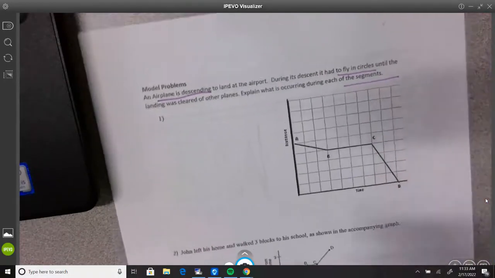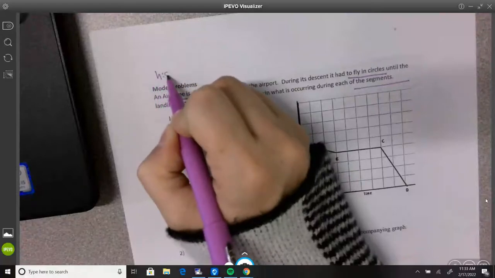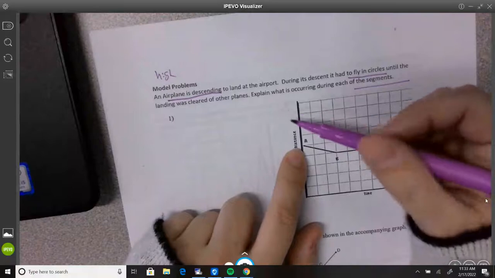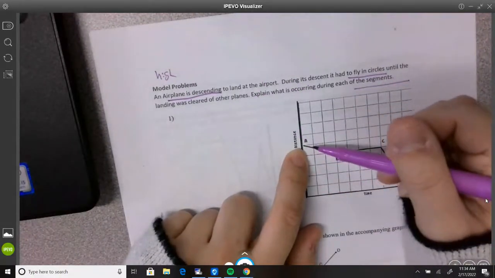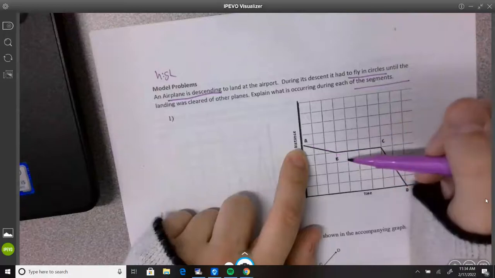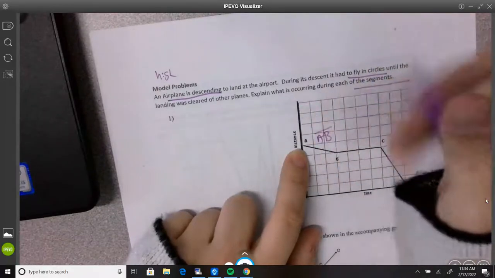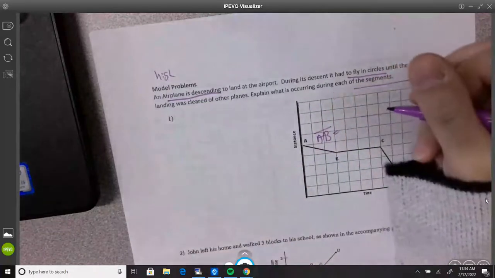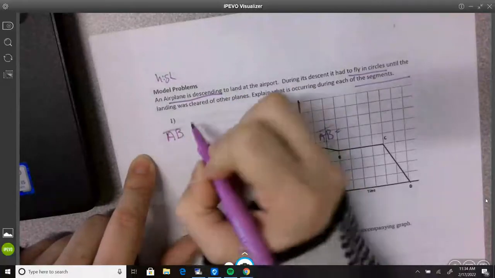So if an airplane is flying, it's going to start at a higher distance because it's up in the sky, and it should be descending. That means it's going to be losing altitude. That means that distance is going to be lowering. So A to B, our line segment there, that's going to be our plane descending. And actually, let's write this over here off to the side.